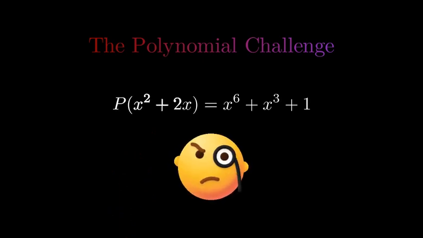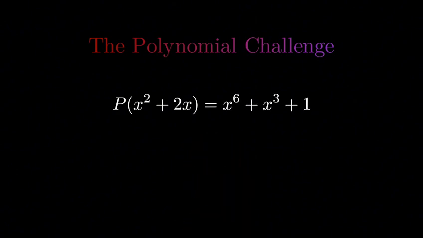We have a polynomial p where p of quantity x squared plus 2x equals x to the sixth power plus x cubed plus 1. We need to find p of -4. Now, here's where things get interesting. Instead of directly plugging in values, we'll use a substitution approach that makes our work much cleaner.